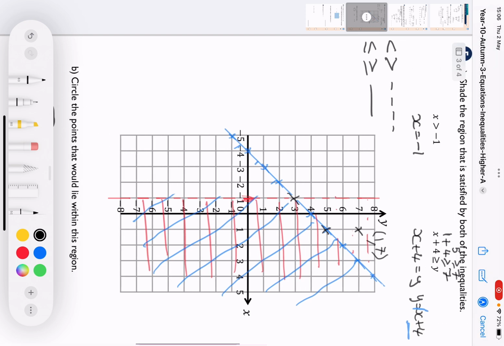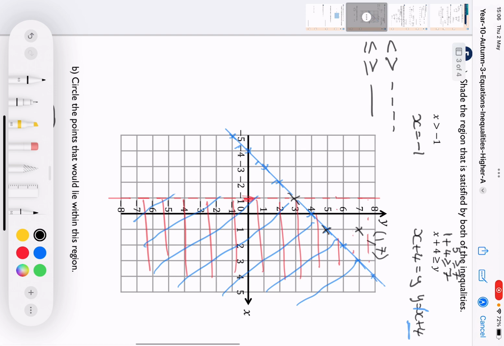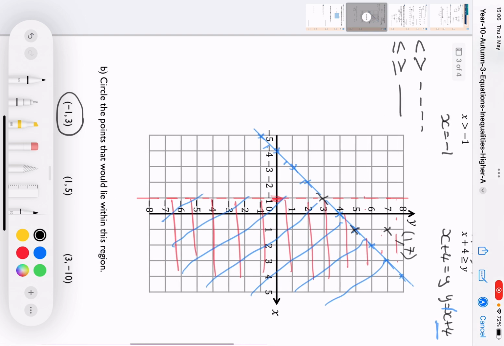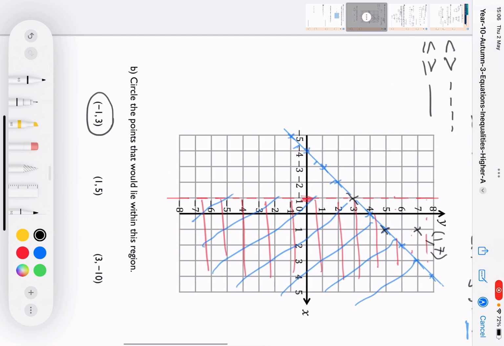You could try the values, and in this case, x is 1, which is 1 plus 4 is 5. Is that bigger than or equal to y, which is 5? Well, it is, because it's equal to it. I should have not circled the last one. I'm sure you spotted that.